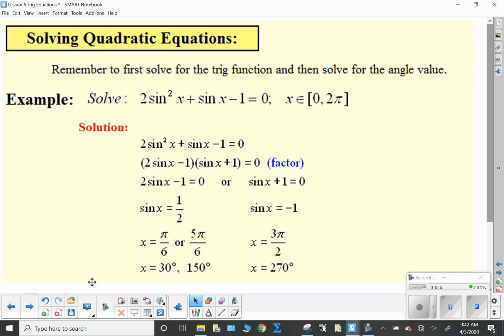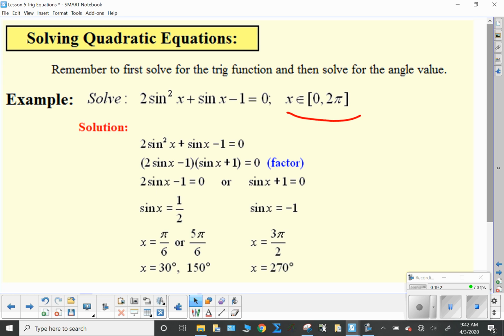Now, what if it's a quadratic? Well, that means that you're going to have to factor and then set each factor equal to 0. So I've got 2 sine squared x plus sine x minus 1. Factor it. Set each factor to 0. Sine x is 1/2. Sine x is equal to negative 1. Where's sine half? It's at pi over 6 or 5 pi over 6. Where's it negative 1? At 3 pi over 2.